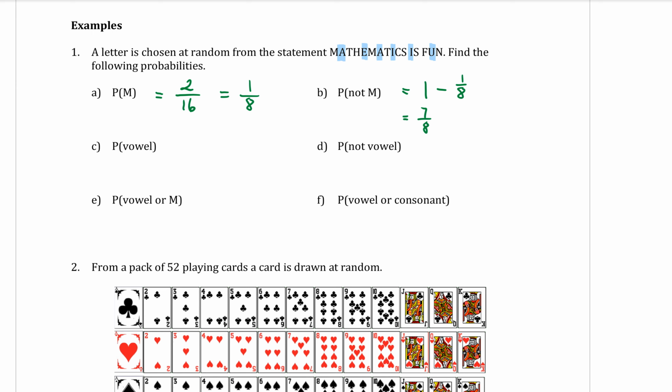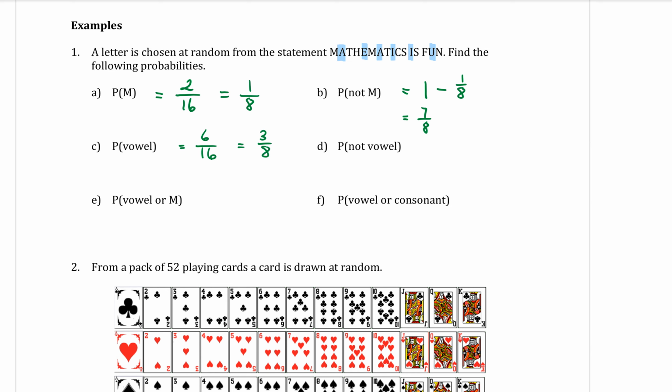Okay? All right, so counting up those vowels, I have got 6 vowels out of the 16 letters. So number of favorable outcomes over the total number of outcomes. Can I simplify that fraction? Yes. 3 over 8. That's right. Divide top and bottom by 2 again to get 3 over 8.